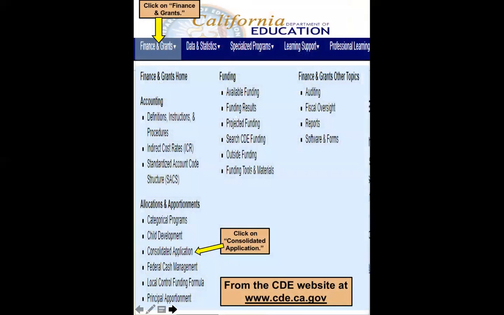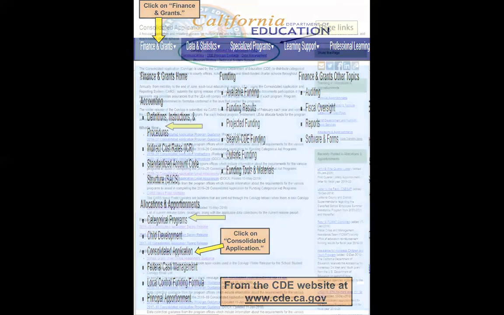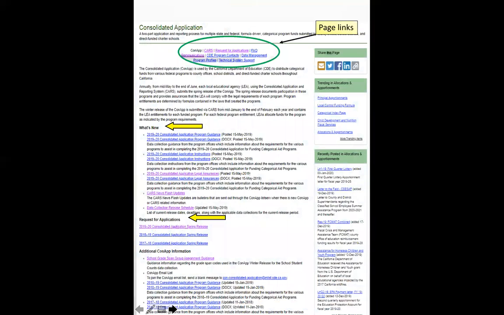All right, and this is how you get to the Consolidated Application webpage. You go to Finance and Grants. You'll see Consolidated Application will pop up there. This is from the CDE website. And that will take you to the next slide, which is the CARS webpage, or the ConApp webpage, sorry. And this is where you'll find a lot of resources and information. You find instructions, you find guidance, you'll find places to go for help.